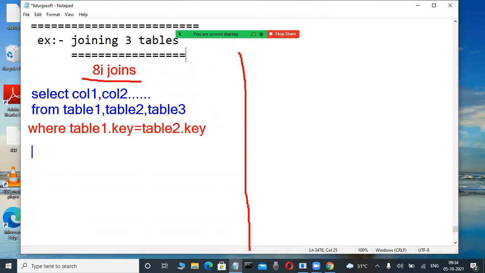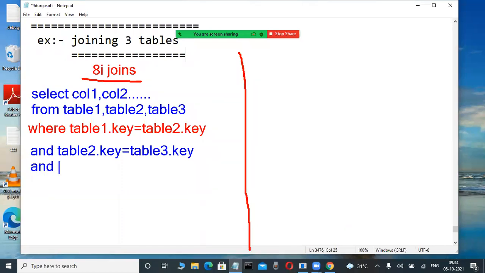Very good, AND operator. Each and every time, the AND operator here. Table 2 dot key column is equal to table 3 dot key column. Again, a three-table join means here two joining conditions. Okay? Yes, again, observe it here.